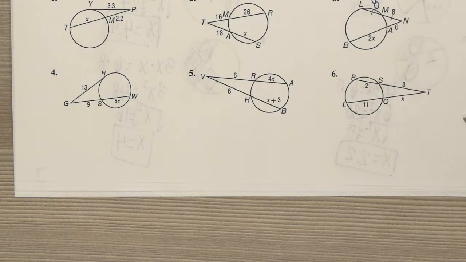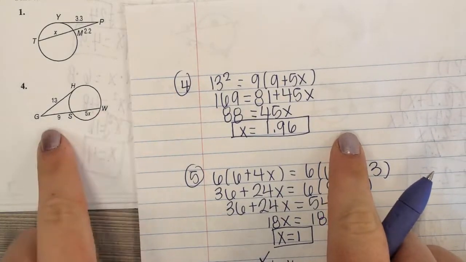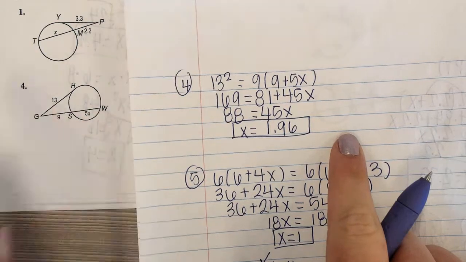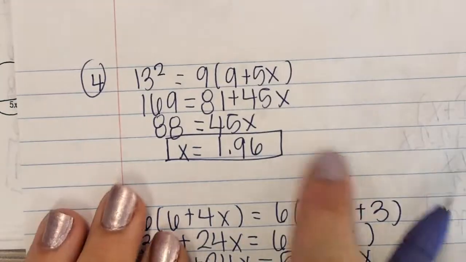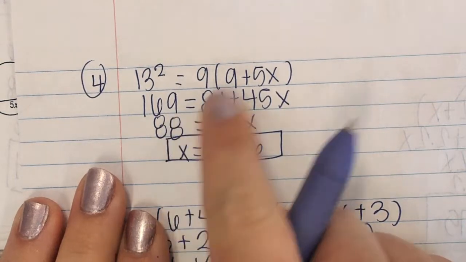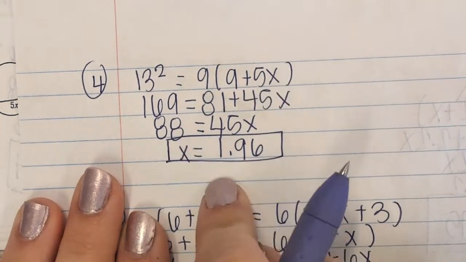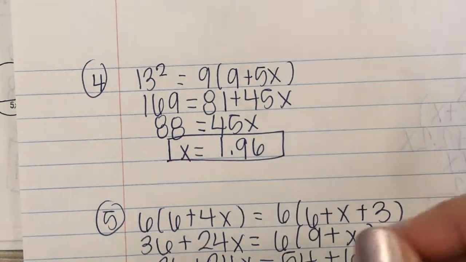All right. So on number 4, 13 squared is equal to the outside times the whole. So 9 and 9 makes 81. 13 squared is 169. 9 times 5 is 45. Subtract your 81, divide by 45, and I got 1.96.